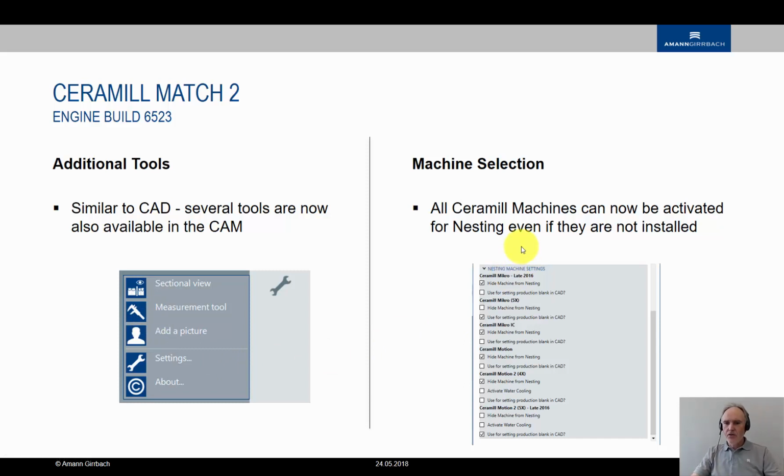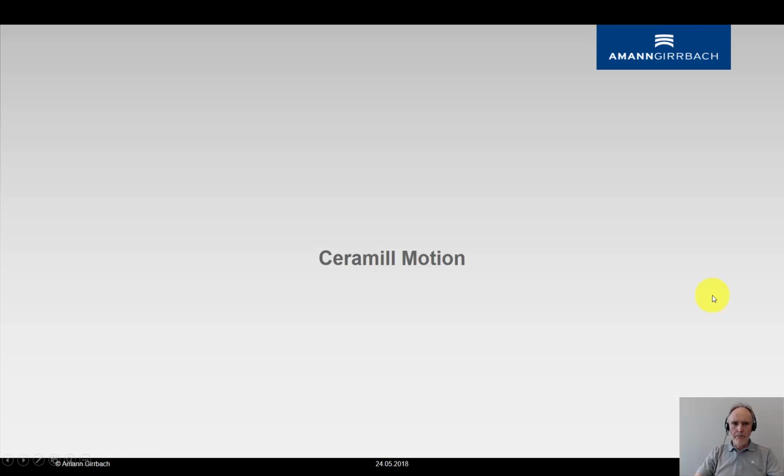Machine selection means if you only have one machine but you want to try how it feels if I have a micro IC or if I have a 5X machine, then you can select in the settings the different kinds of machines and you could try to calculate your milling paths. But remember, you could try, but you cannot send it to the machines. It's only for trying and testing, so that you feel at home with all these machines which are available in the portfolio. And that's all about the matching software.